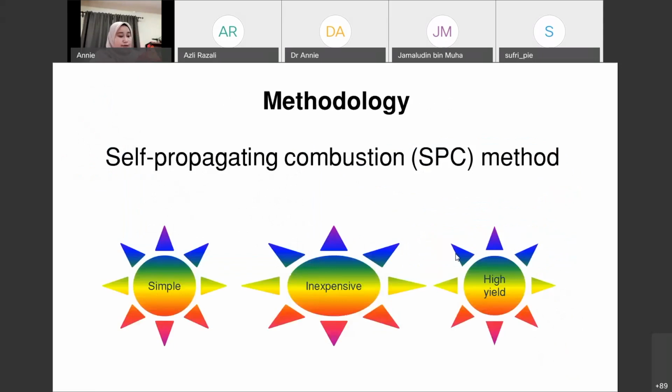So what is the method that I use for this substitutional doping? So I had found a special synthesis method, which is the self-propagating combustion method, well known as the SPC method. It is known for its simplicity, it is inexpensive, but most importantly, it can yield highly pure materials in relatively large amounts.